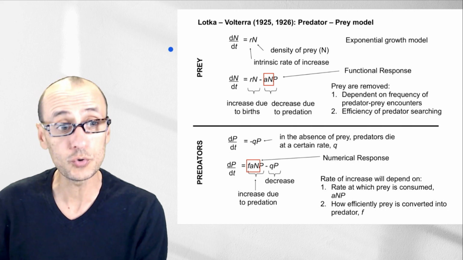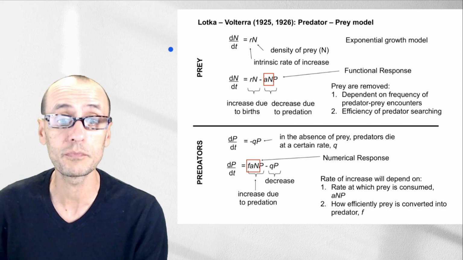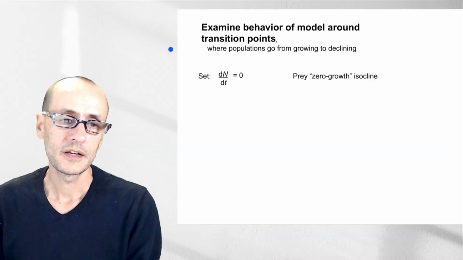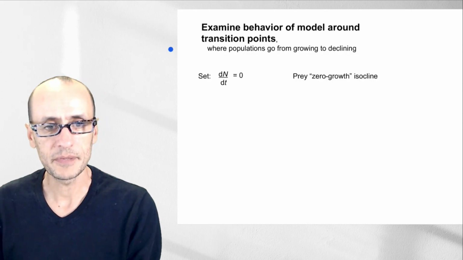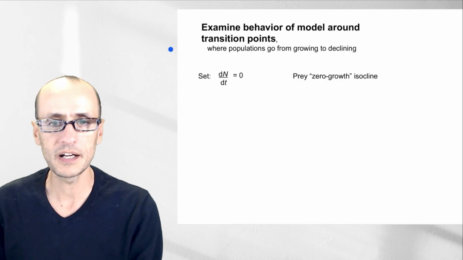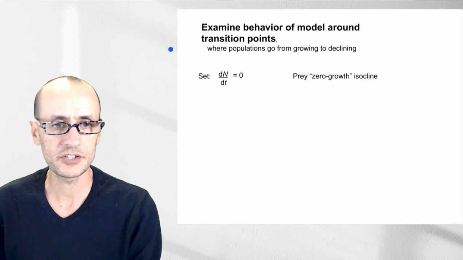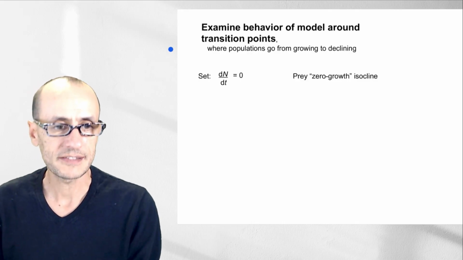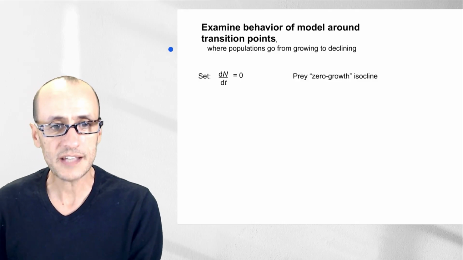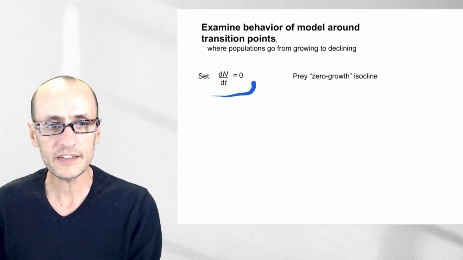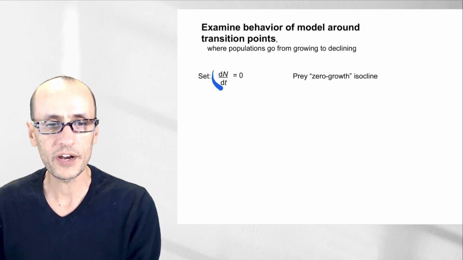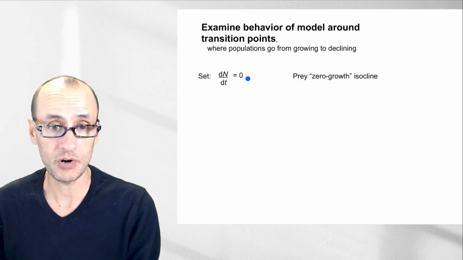prey into new predator numbers. The way you analyze this is a bit of an advanced topic, and you can skip it if you want, but I just want to introduce it to you really quick. The way you analyze the dynamics of these situations is you set up a condition that says, what is the situation where the prey is not growing?